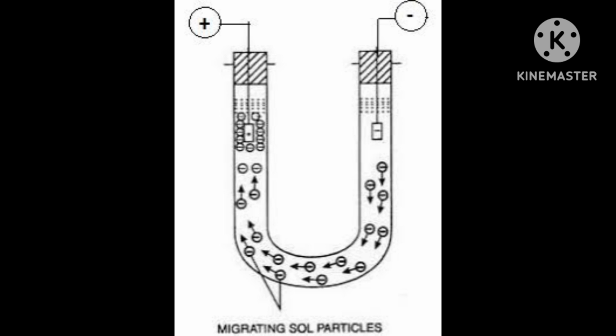This I have told about electrophoresis. Now the next property is coagulation or precipitation. The stability of lyophobic sols is due to the presence of charge on colloidal particles. If somehow the charge is removed, the particles will come nearer to each other to form aggregates or coagulate and settle down under the force of gravity.